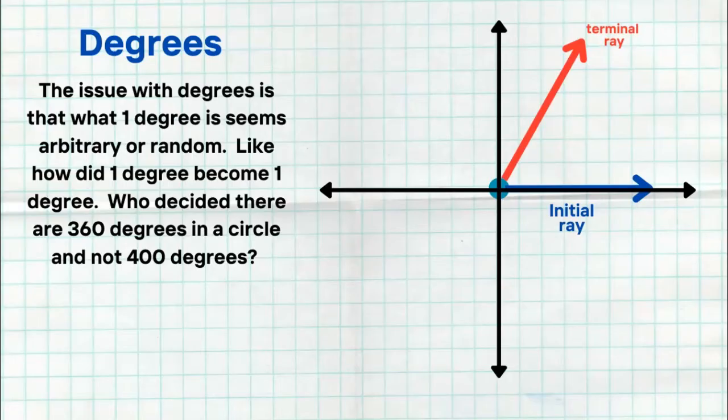Like, what is 1 degree? Why is 1 degree 1 degree? How did 1 degree become 1 degree? And who decided there was 360 degrees in a circle and not 400 degrees?